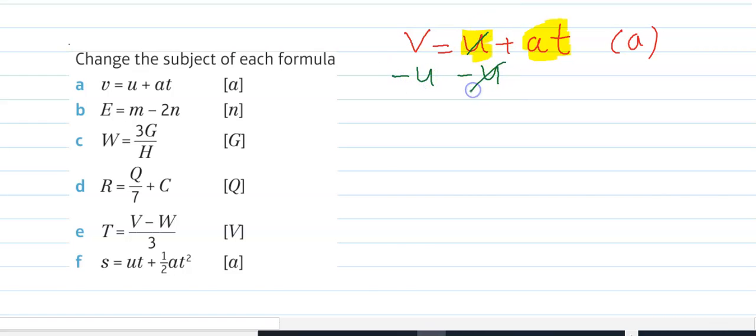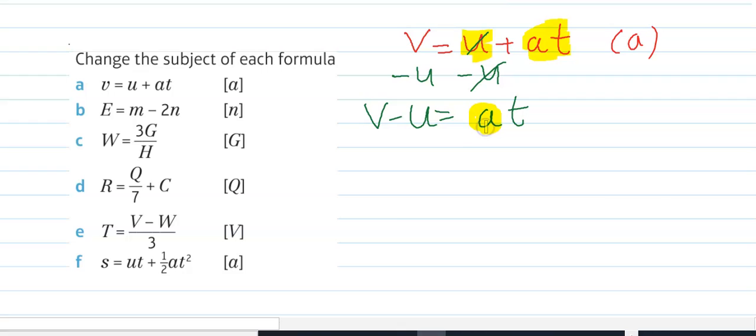So this is cancelled. So what is left on the left hand side? V minus U, and what is left here? AT. Is that okay? Anybody said no? Is it okay? V minus U equal to AT. Now we need to make A as a subject. So here is our A.